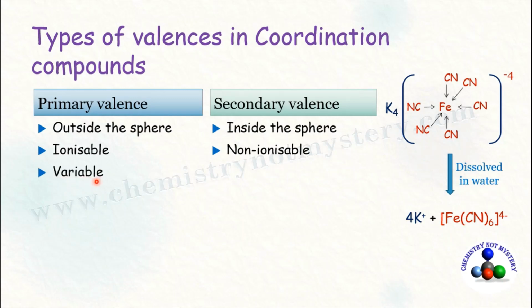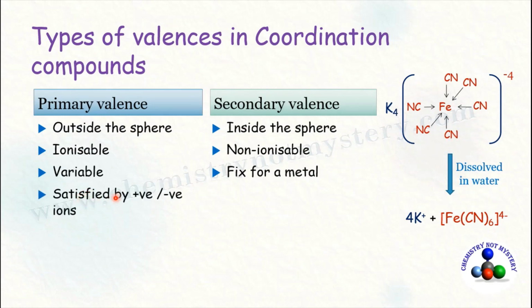Primary valency is variable because it depends on the charge on the complex. To satisfy the charge on the complex, the value of primary valency varies. Secondary valency is fixed for a metal. For example, here the secondary valency for iron is 6. That's why it is bonded to 6 cyanide ions.